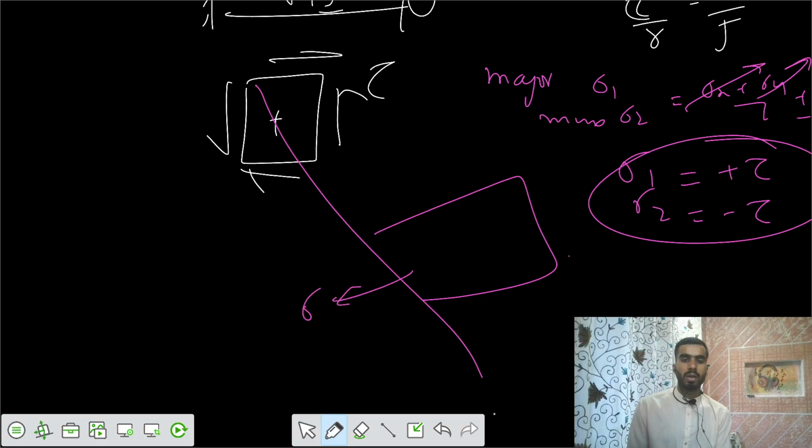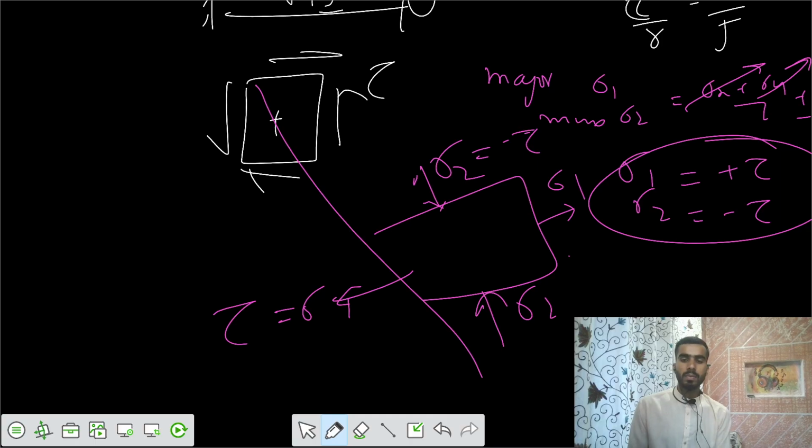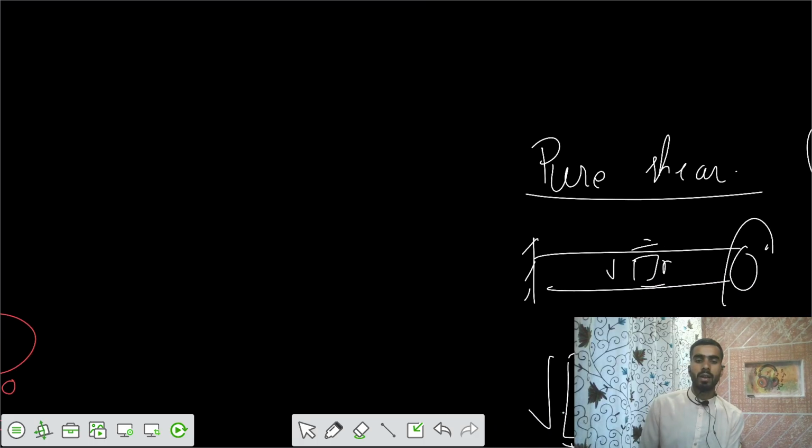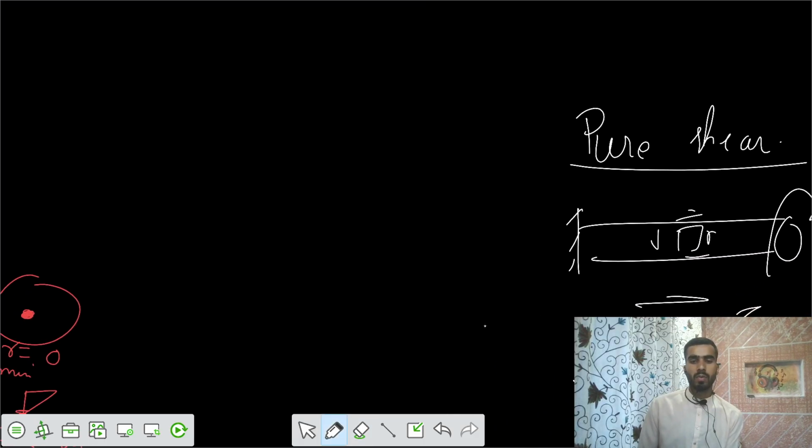This is sigma 1, and this is sigma 2, compressive. One is tensile, the second one is compressive. This is sigma 1, that is tau, and this is compressive sigma 2, that is minus tau. So if you write, what is the value of normal strain? Do you know what is the value of normal strain? Normal strain, maximum value.